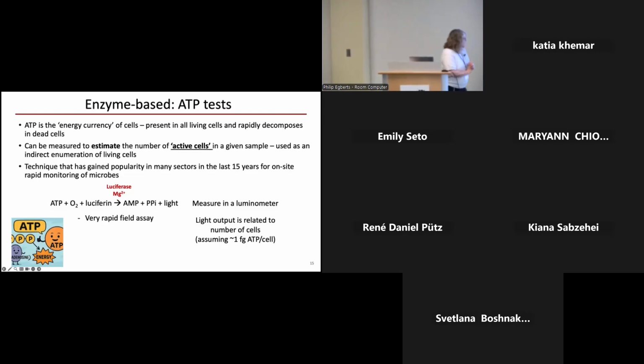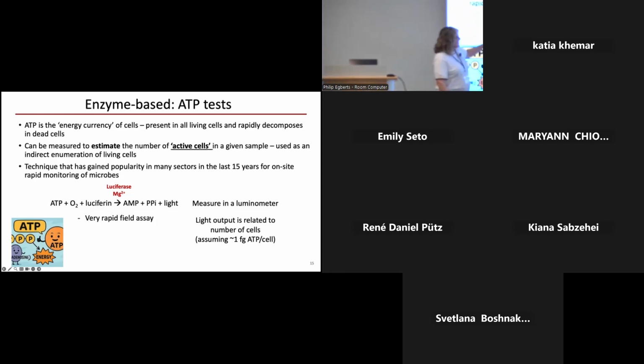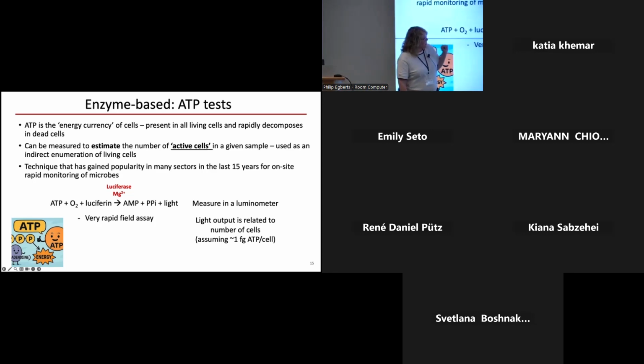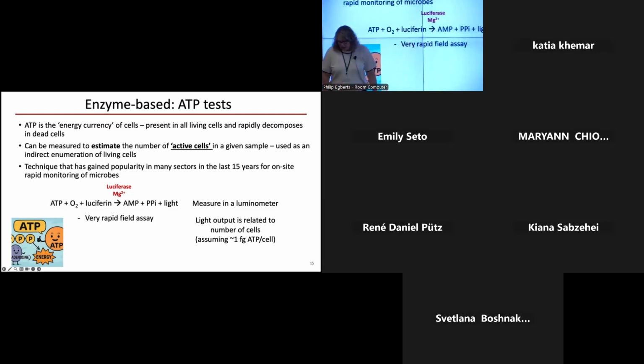And so the assay, you have a sample, and you add an enzyme called luciferase, which produces light. The amount of light is correlated with the amount of ATP in the sample. You measure it in a luminometer, and the light output is basically related to the number of cells. People have done a lot of background work on how much ATP is present per cell in an active cell, and you're assuming you have 1 femtogram of ATP per cell.